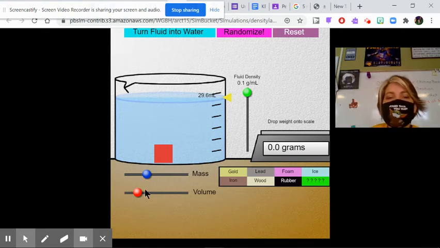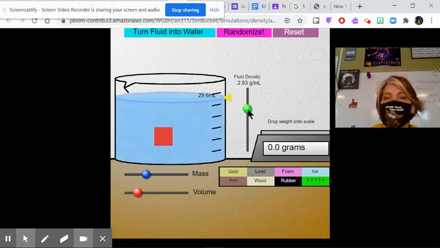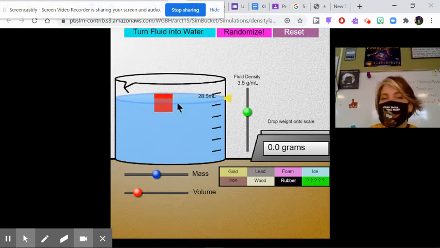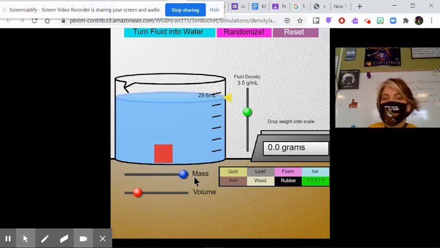Let's see if we can increase the mass. I'm going to move the fluid back a little bit so it floats. Now let's see what happens if we make the block more massive, meaning we're putting more atoms in there. I'm not changing the space that it takes up. Notice the shape is still the same, the size, but I'm going to make more mass. That means that now that block has more atoms packed into it. The space is still the same, but there's more atoms.